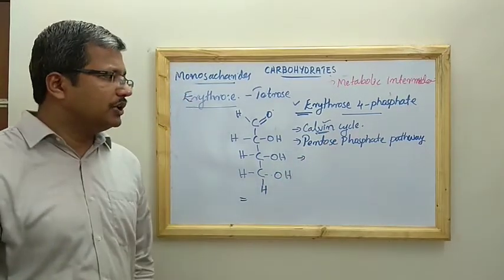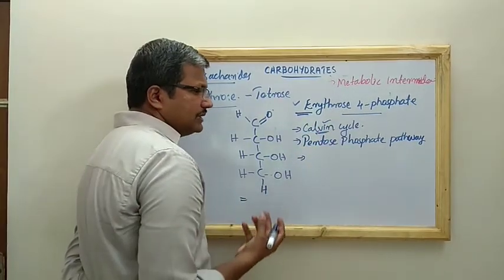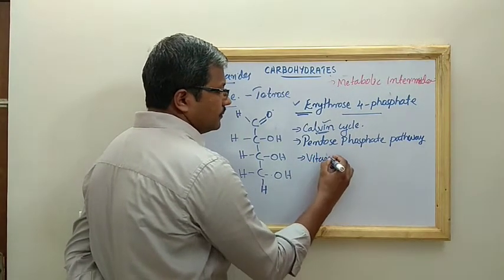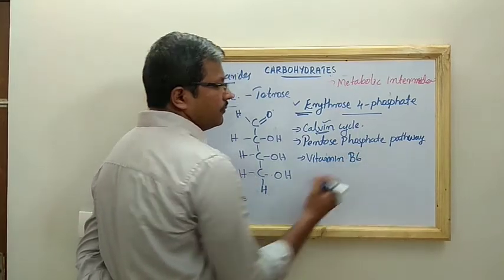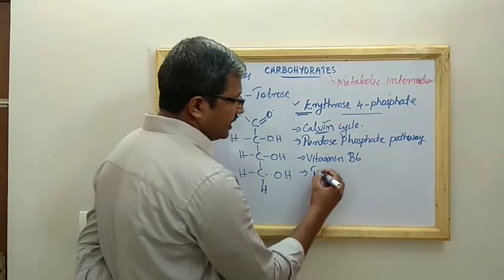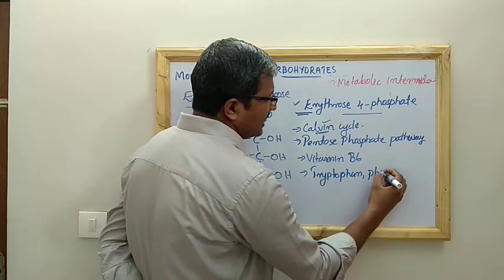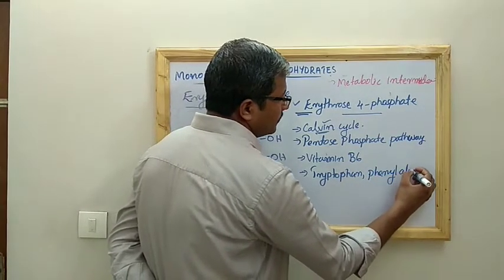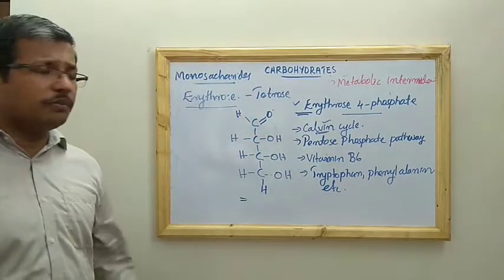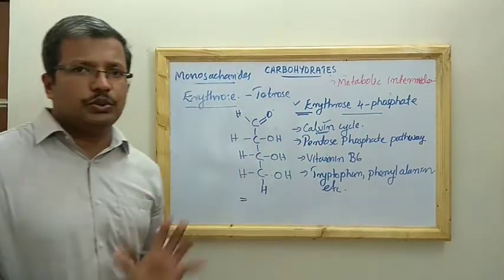So the pentose phosphate pathway. Now you can see that it is also acting as a resource, a precursor for the biosynthesis of vitamin B6, and also a precursor for the aromatic amino acids like tryptophan, phenylalanine, etc. So these are the functional roles played by erythrose in the form of erythrose 4-phosphate, a derivative of erythrose.